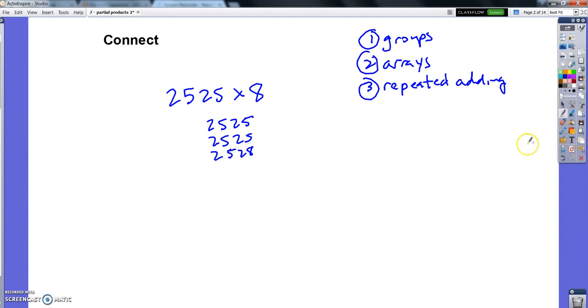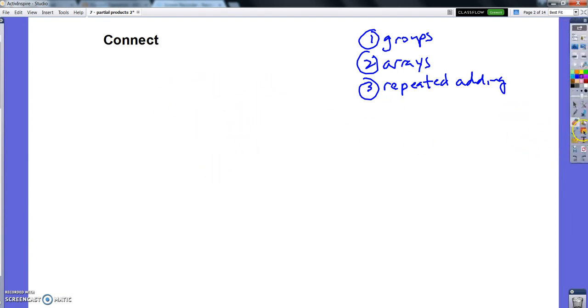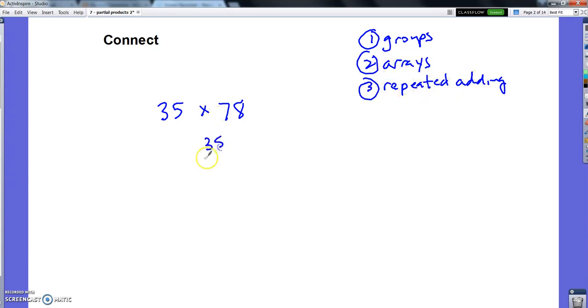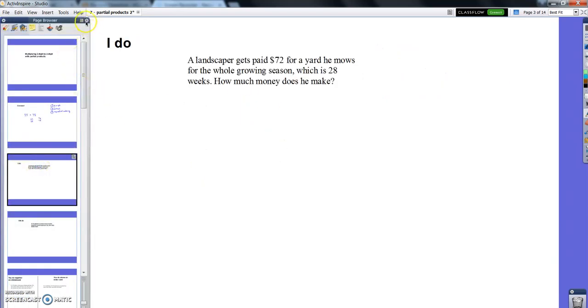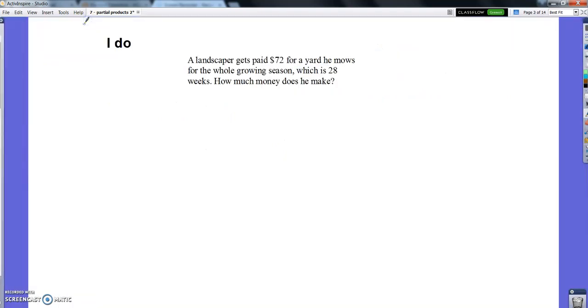So when we talk about the two-digit by two-digit numbers, if I want to multiply something like 35 times 78, now I really can't do any of these. I can't add 35 78 times. It's just not a reasonable thing to do. Or 78 35 times. It's just not possible. So our new multiplication strategies get even more important as we make our numbers greater and greater. So let's do one together with the partial products method with two digits times two digits.